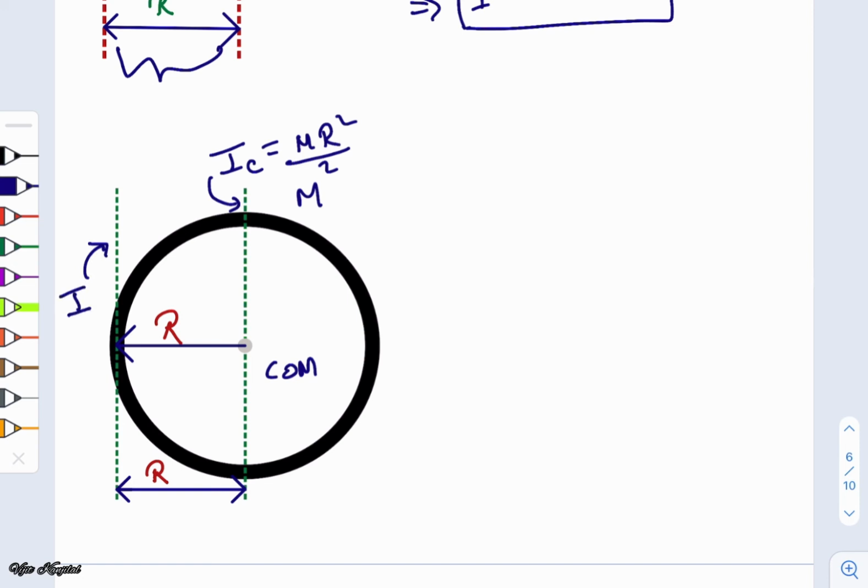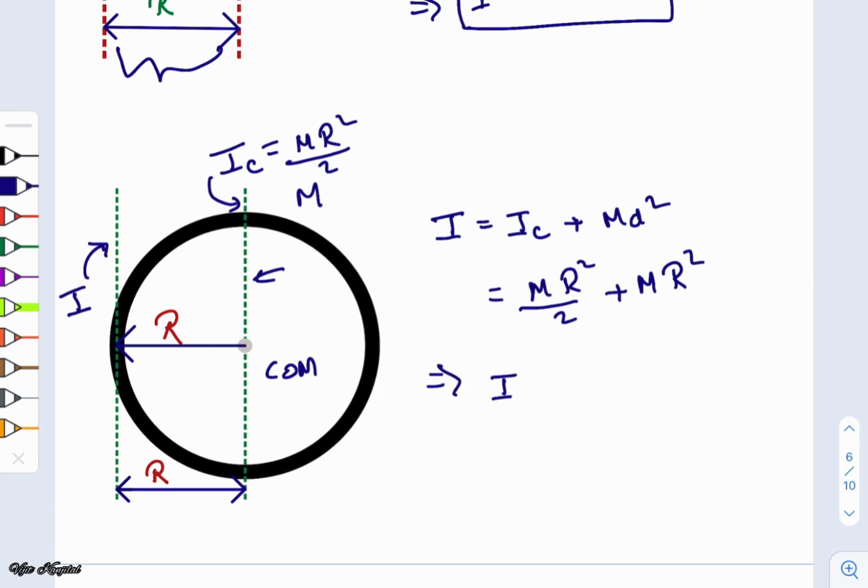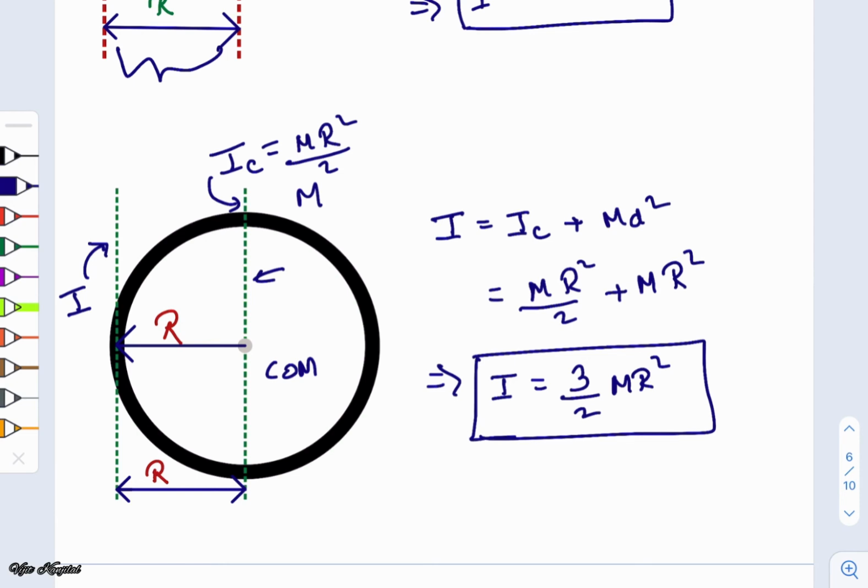So what is the moment of inertia of this ring with respect to this particular axis? Let's call this I. This axis is parallel to this axis. So I would be nothing but IC plus md square. What is IC? IC is mr square by 2. What is d? D is nothing but r. So mr square by 2 plus mr square. So I is nothing but 3 by 2 mr square. Simple, easy again.